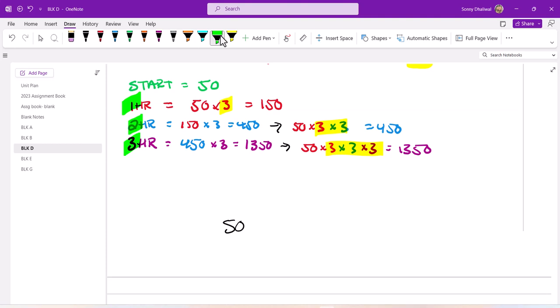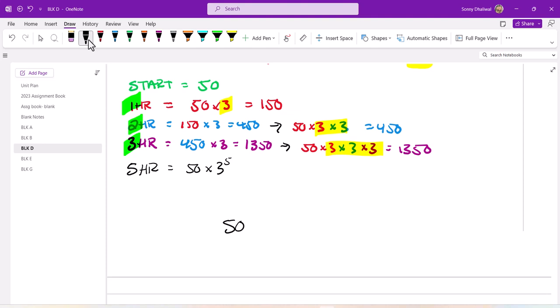Right? So, if I wanted to calculate 5 hours, I go 50 times, how many 3's would I put in there? 3 exponent 5. Well, 3 times 3 times 3 times 3 times 3. So you don't need to do the pattern. We figured out the pattern. Right? So now we can just grab our calculator and do it.